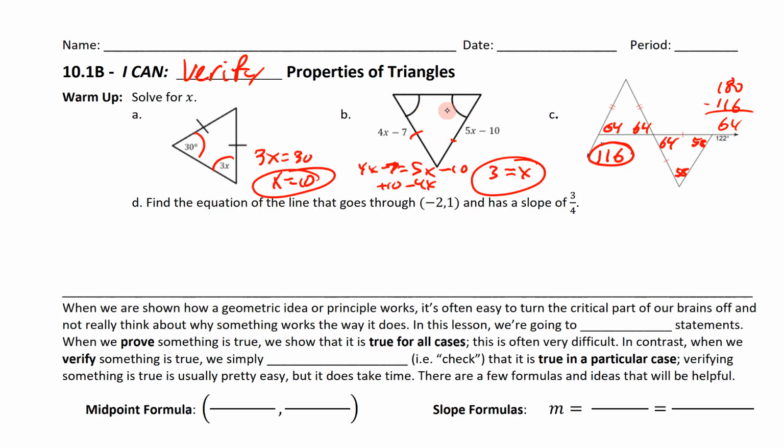Here the base angles are congruent, that makes this an isosceles triangle, so the two sides would have to be equal to each other. So I just move the 4 over by subtracting 4x, move the 10 over by adding 10, so you get 3 equals x, or x equals 3.